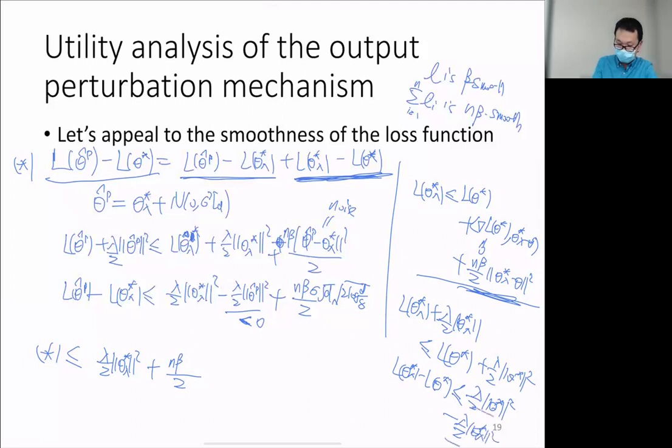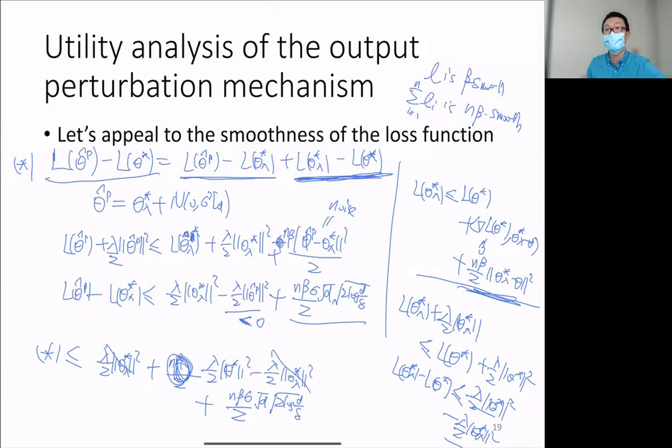If we apply this bound over here, we can see that we will write this term last. We will get half lambda theta star square minus half lambda theta star lambda square, and these two get canceled out, and then plus this additional factor of n beta sigma square root of d 2 log d over delta.